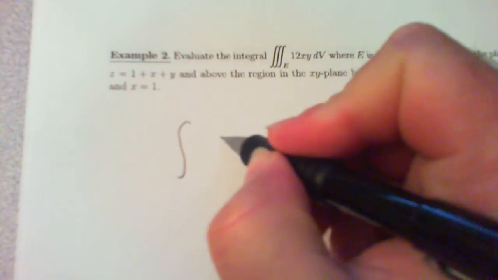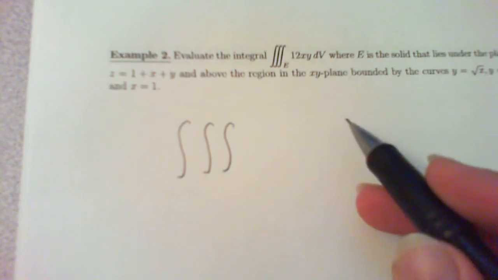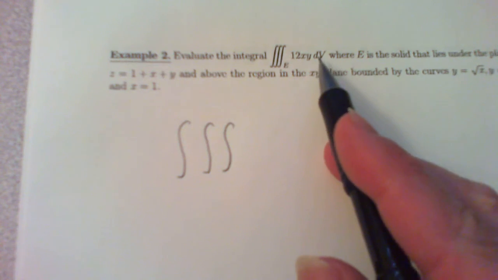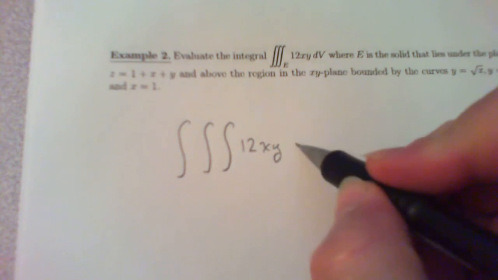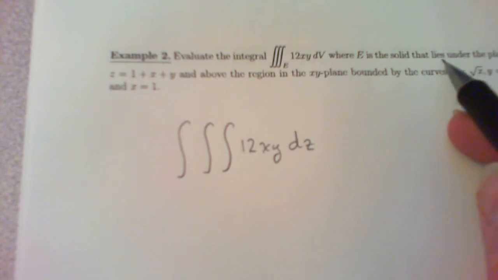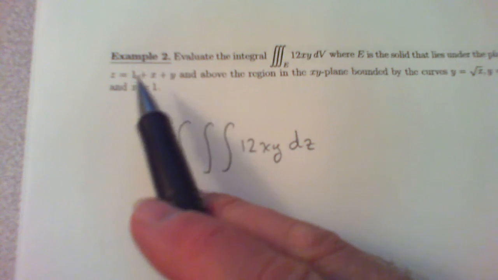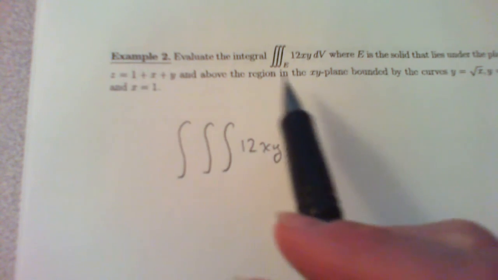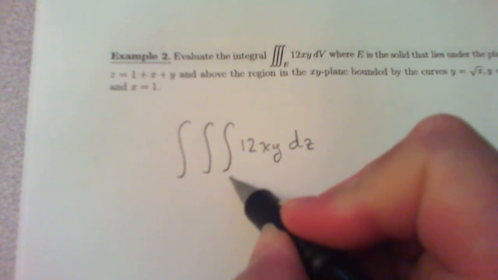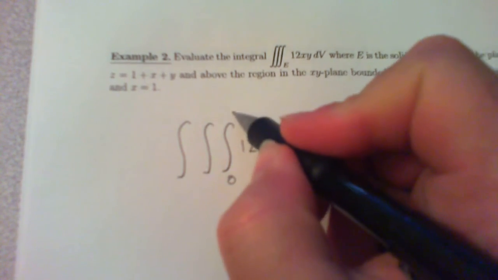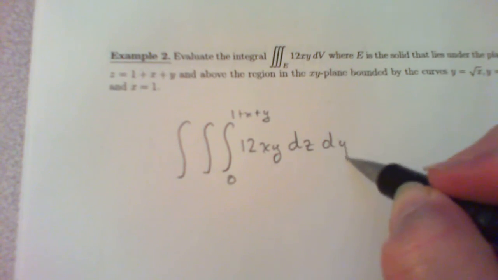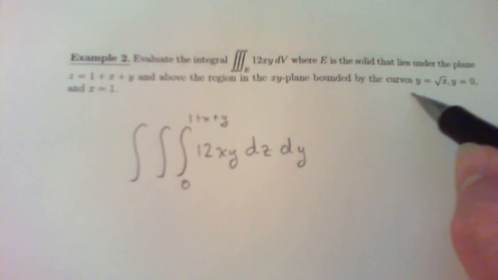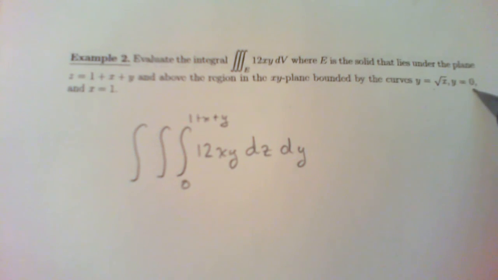So if we just start writing down what we think would happen, the function would be 12 times xy. It told me that z goes between, it's under this plane and above the xy plane. So z goes from 0, that's the xy plane, up to 1 plus x plus y. Then it tells me something about y. It says y is bounded between square root of x and 0.